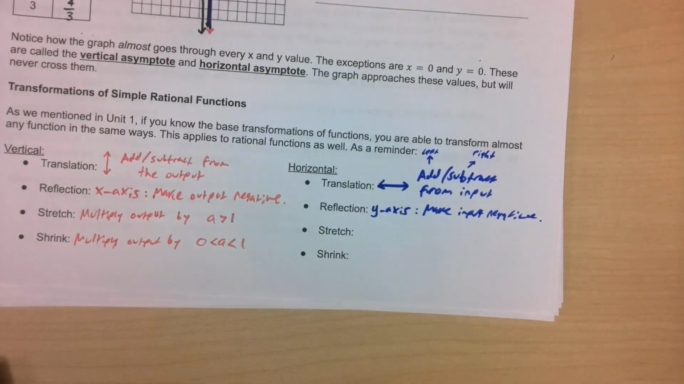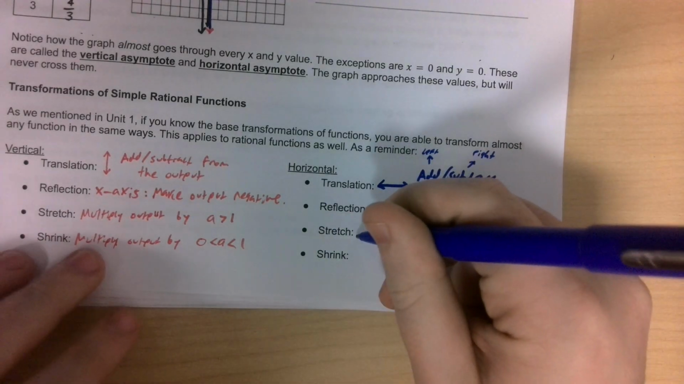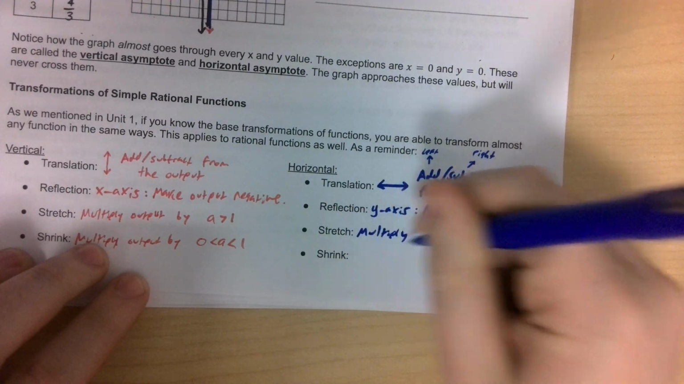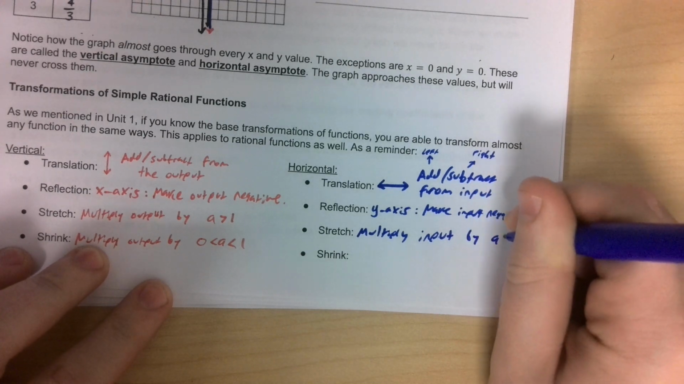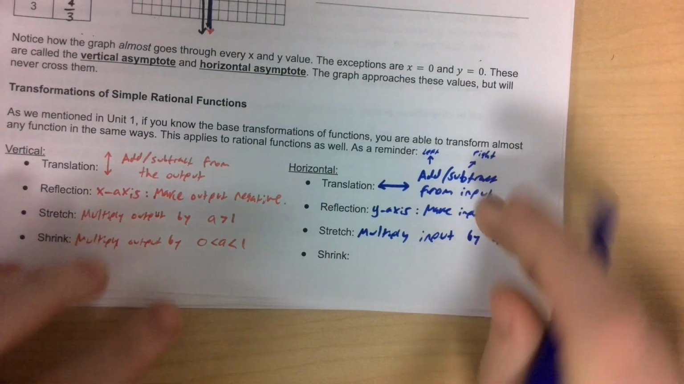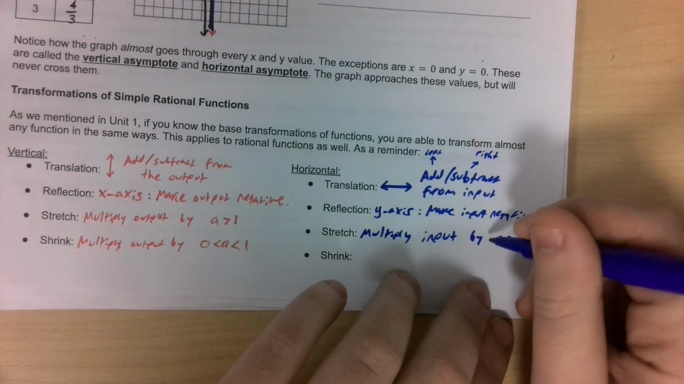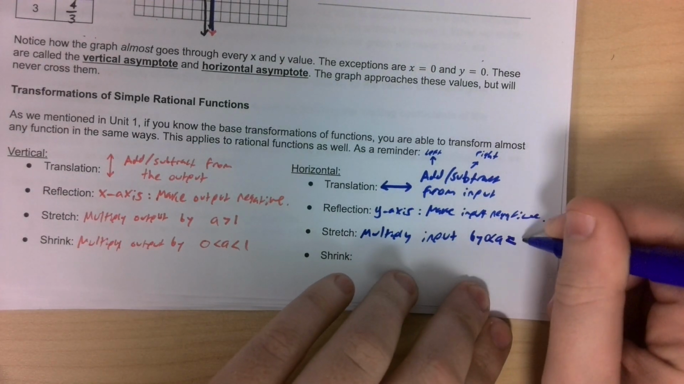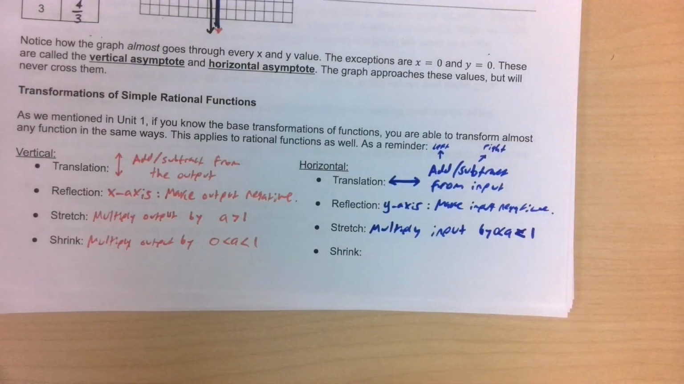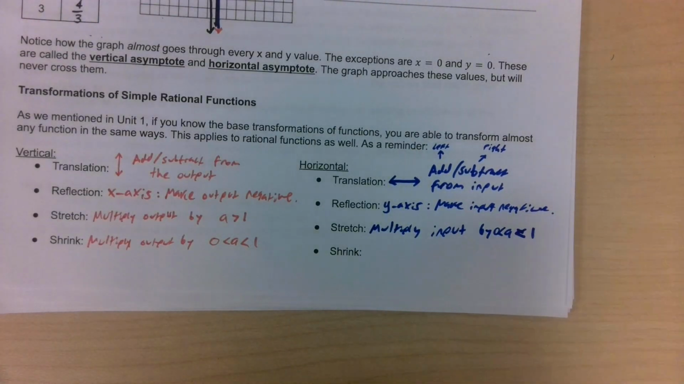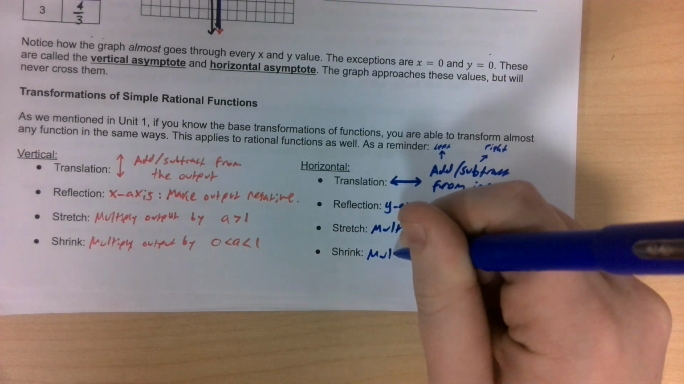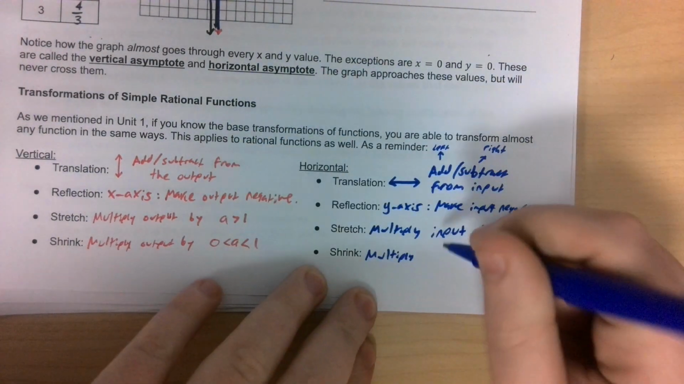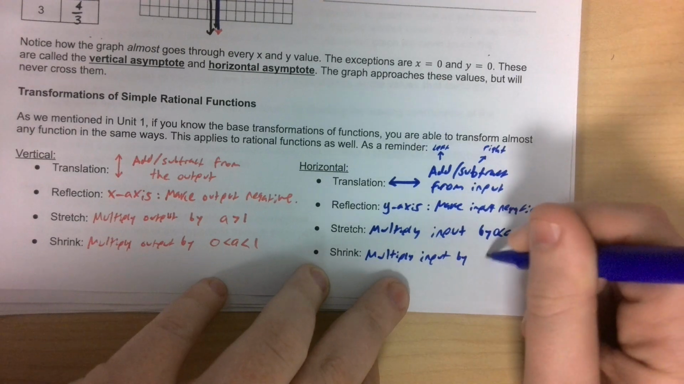In much the same way, horizontal stretches and shrinks are also multiplication, but instead of multiplying the output, we're multiplying our input by some a value. It flips around when you go horizontal. When you go horizontal, to horizontally stretch something, you're going to multiply it by a fraction. And to horizontally shrink something, you're going to multiply it by a whole number. So it's like the opposite of vertical. There we go.